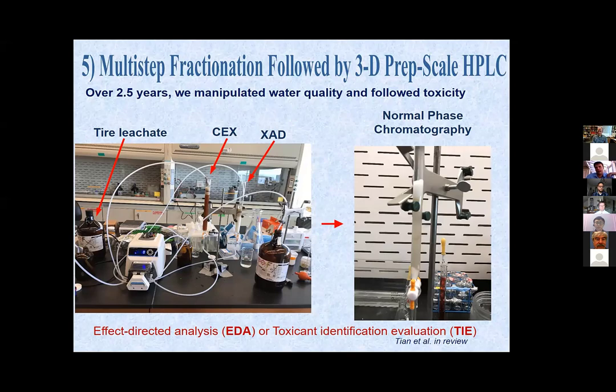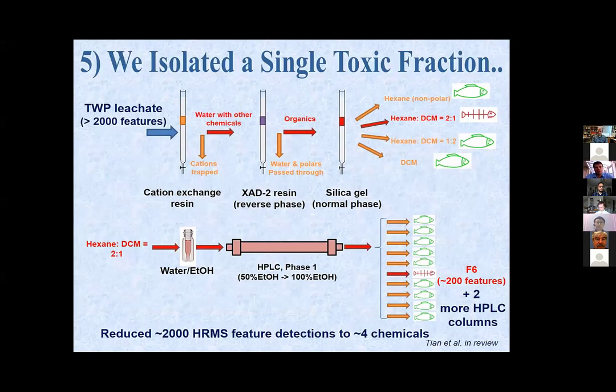Here's a picture of our lab. So we did a whole bunch of steps. This is basically the front end of our fractionation, and we isolated a single toxic fraction. Tire wear particle leachate starts out with more than 2,000 chemicals or features by the HRMS analysis. If we go through all of our fractionation steps shown here in our first HPLC column, we can get that toxic fraction down to about 200 chemicals present in it.